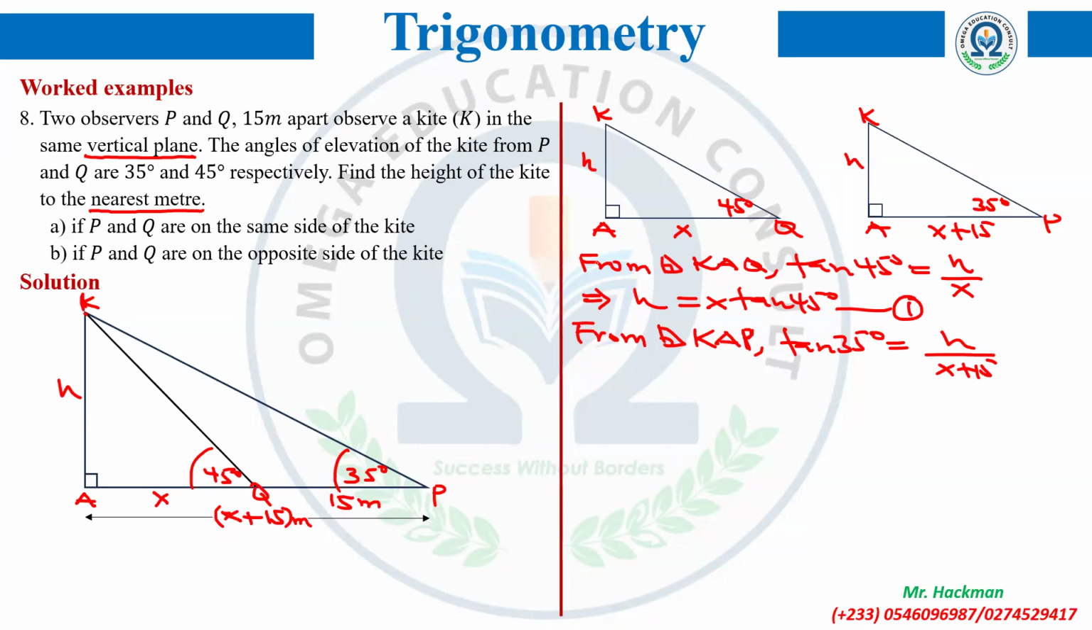Again, we need to have our equation in terms of h. So this implies that you are going to multiply through, so h will be equal to x plus 15 times tan 35 degrees. Do you agree? So what I've written is what you write.